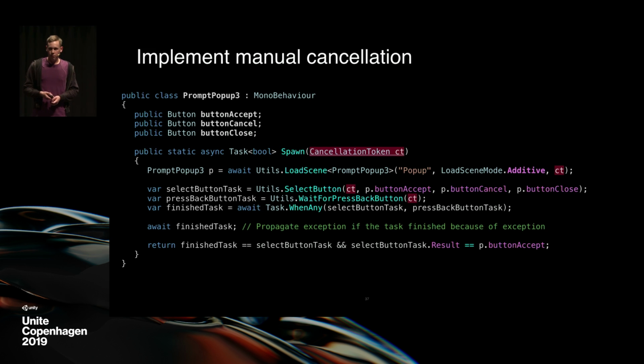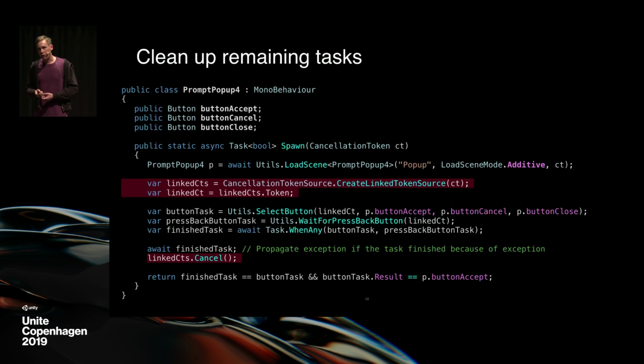But there's still one thing we forgot about the manual management. What happens to the task that didn't finish first? What if the back button was pressed and not a UI button? Well, the select button task will still be running in the background with all the references to the buttons and everything. Of course, we don't want that. We want to clean it up. So we have to cancel it after WhenAny returns. We can quite easily do this with linked cancellation tokens. So we link the original cancellation token using CreateLinkedTokenSource. And now when WhenAny returns, we can cancel the remaining tasks.